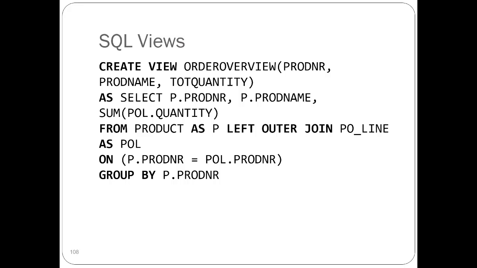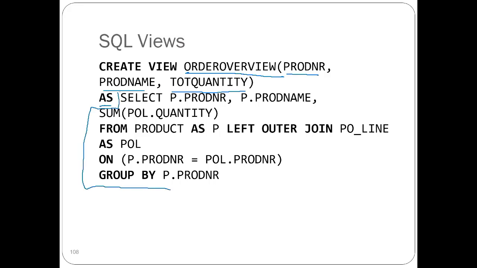So here we are creating a view that we are calling order overview. In this view we have these columns called product number, product name and total quantity. So that's how your view would look with these three columns. Now the question arises, how are we getting these values? So this much we should remember: create view, the name of the view, all the columns that we have, followed by the keyword as, and then the rest should be simpler.